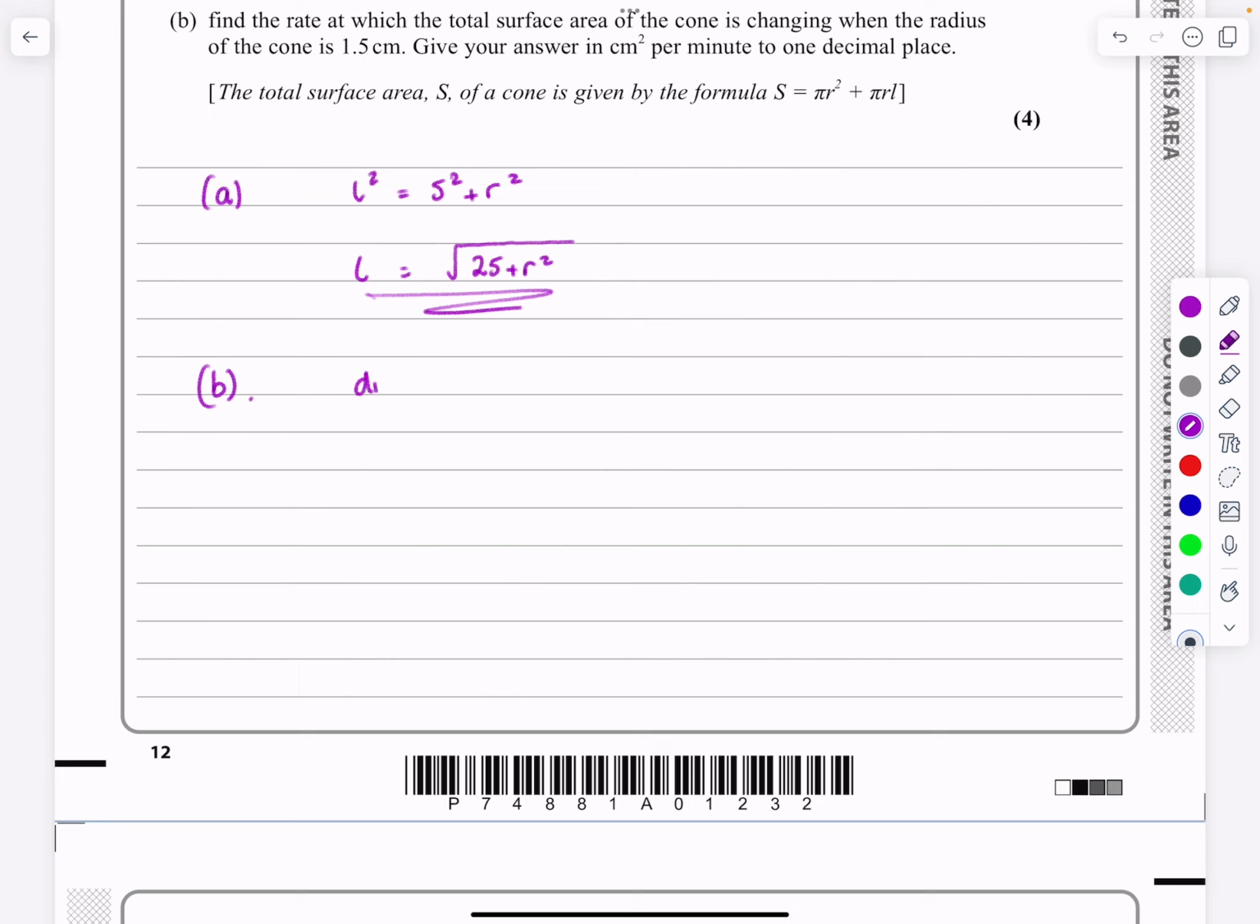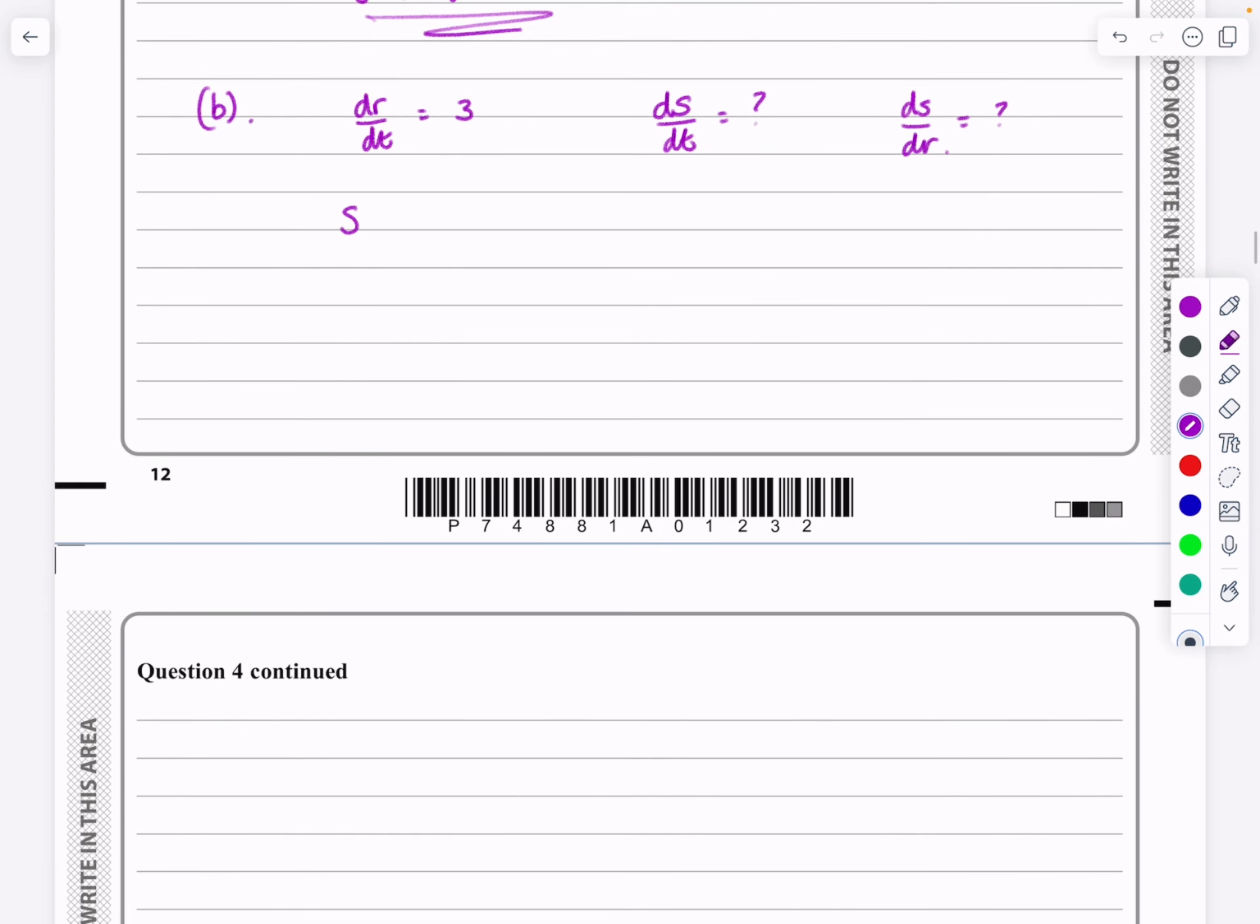let's summarize what we know. We know that dr by dt is equal to 3, and we know that ds by dt is what I'm looking to try and work out. So looking at those, ds by dr would be a useful thing to have, as dt leaves me ds's and dr's when I'm looking at it. So ds by dr is what I should be looking to find here, and we've got that S is equal to pi r squared plus pi r L.